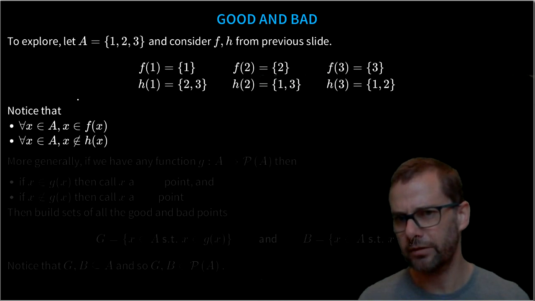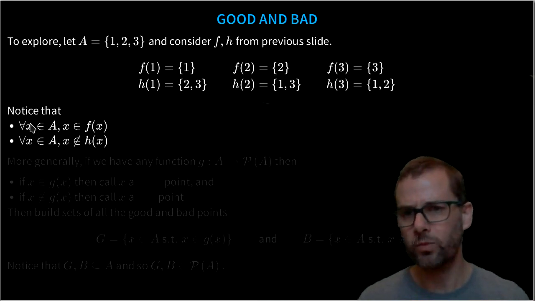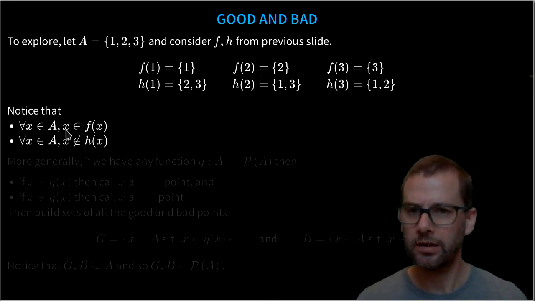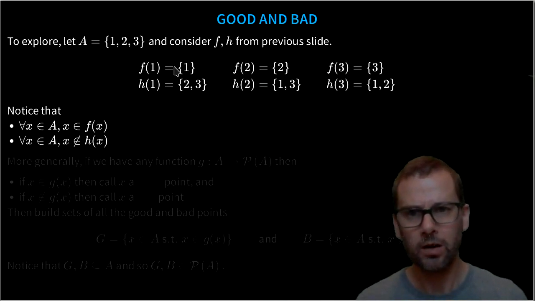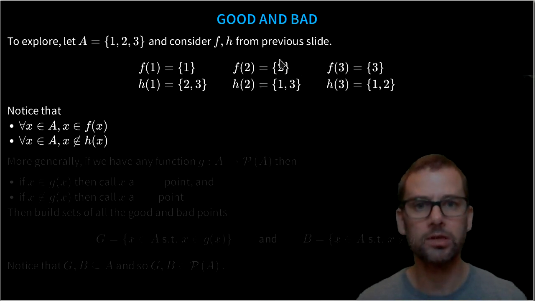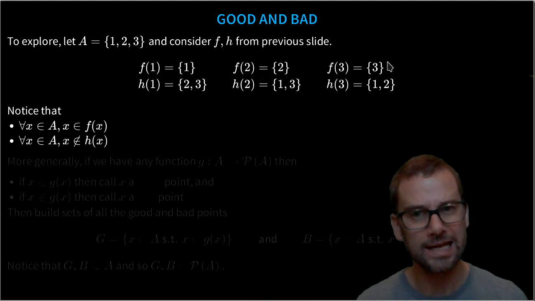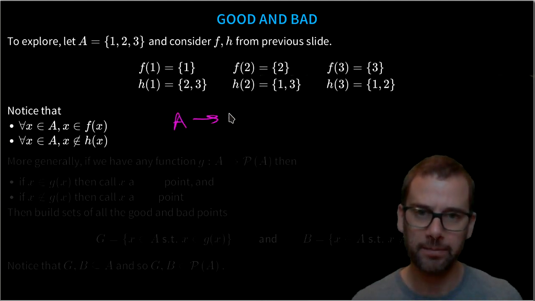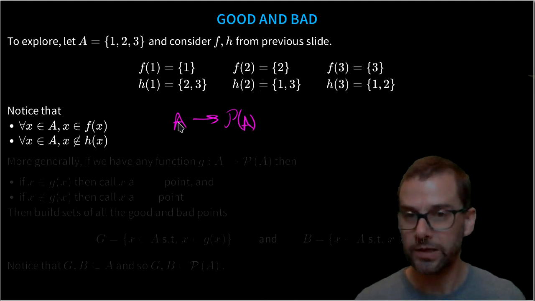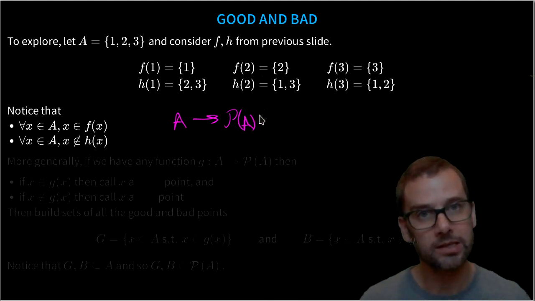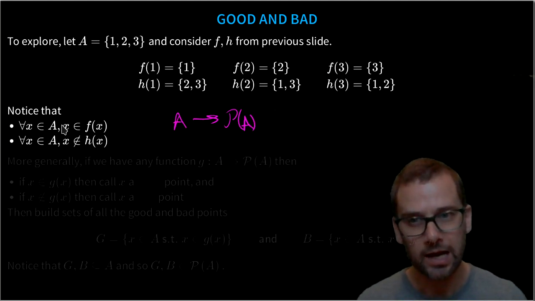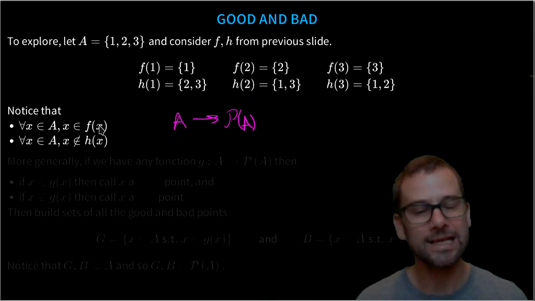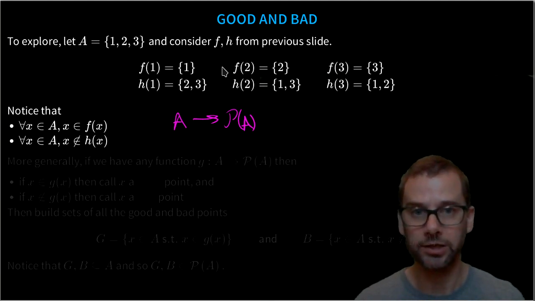So notice that for the first function f, no matter which element we pick, that element is always in its image. 1 is always in its image, 2 is always in its image, 3 is always in its image. Because remember, we're taking a set A and mapping it to the power set of A. So we're taking elements of A and turning them into subsets of A. And so we're really saying that every element x is in its image under the function f.